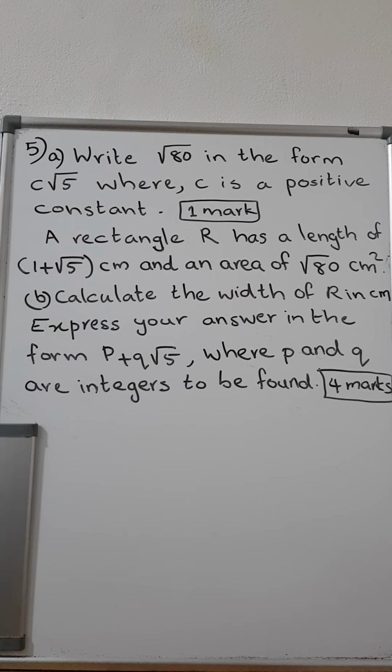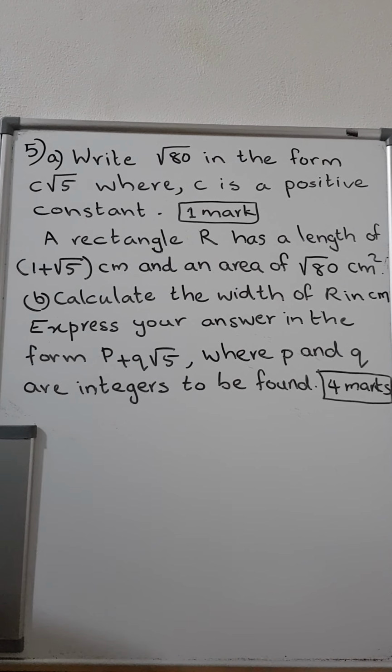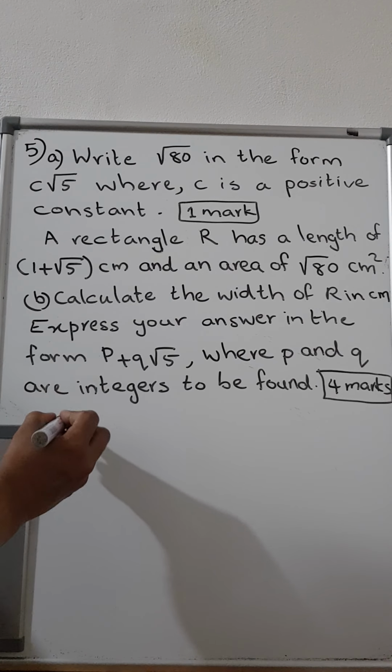Let's see the fifth question. Write root 80 in the form c root 5, where c is a positive constant. See, the question carries 1 mark. We have to write root 80 in the form c root 5, where c is a positive constant. Let's see how can we write it.